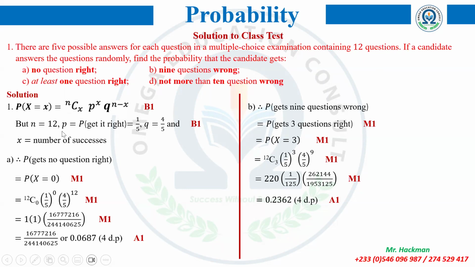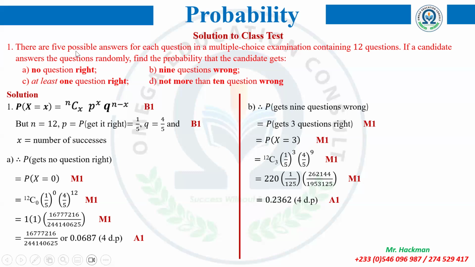Then p, small p, will be equal to the probability of getting it right. In this case, I should have written maybe get it right with the S, so that would have been better. Anyway, our candidate gets it right. So we are fixing our success as getting it right, the candidate getting it right. And look at this.